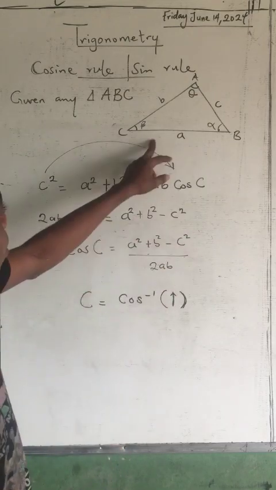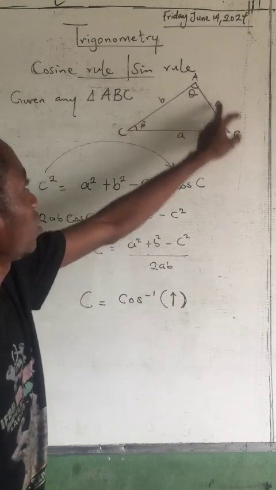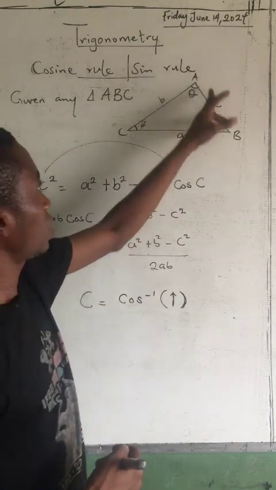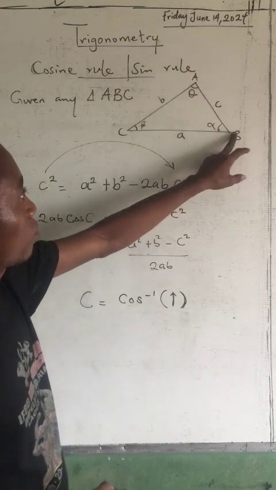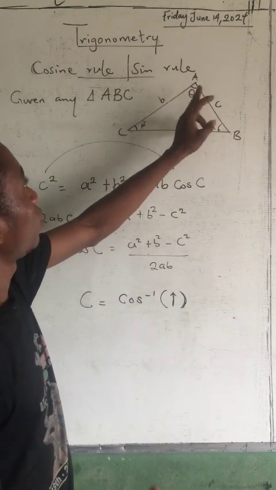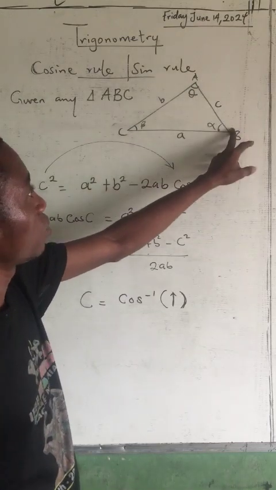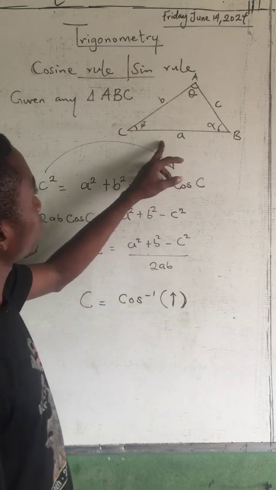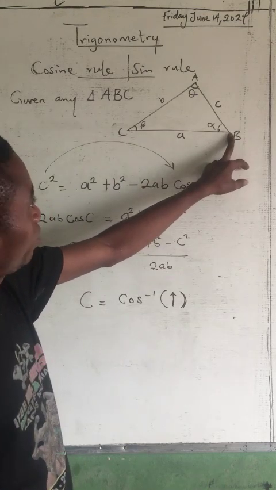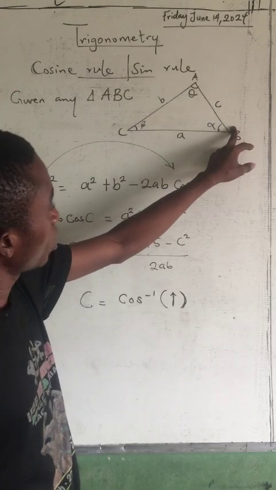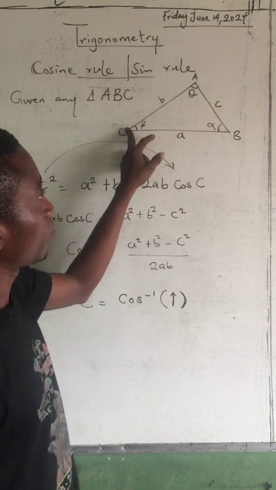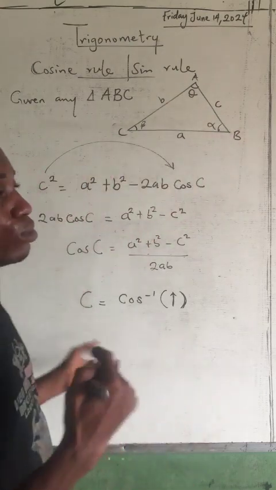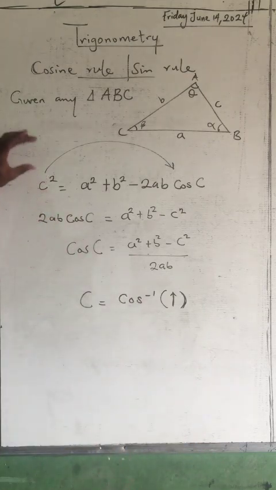So that's that. Let's say you want to look for this side c. You can be asked to find any side. You can be asked to find this side, this side, or this side. Given that you have to find this side, you must have been given the other two sides too. Get it now? If you are asked to find this side, you must have also been given this side and this side. Understand? So if you want to look for any side, we have this cosine rule here.